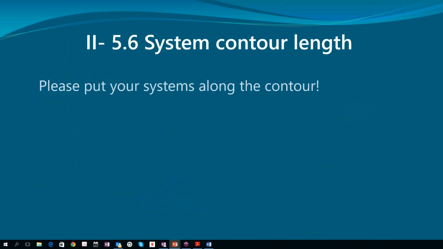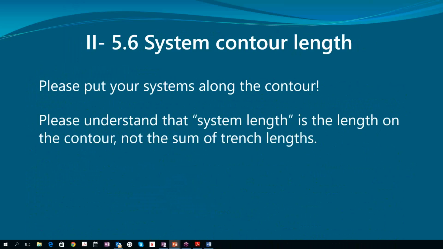Linear loading, same issue. The short version is put your systems on the contour, not down the slope. And if they are going down the slope, you need to report that as non-compliance. And understand that the system length is the length on the contour, not the sum of trench lengths. So if linear loading says the thing needs to be 100 feet long, that is not 4 25-foot long trenches from an end-feed D box. 4 25-foot trenches is a system length of 25 feet, not 100 feet in terms of system contour length.